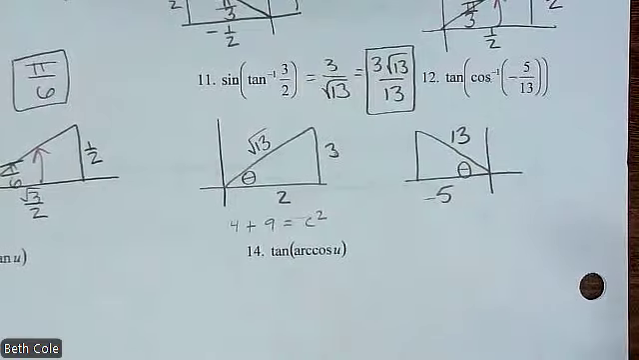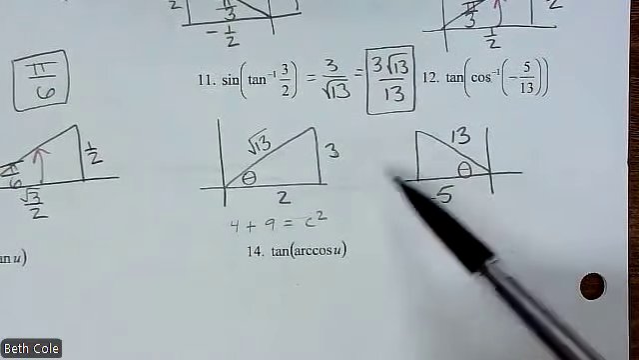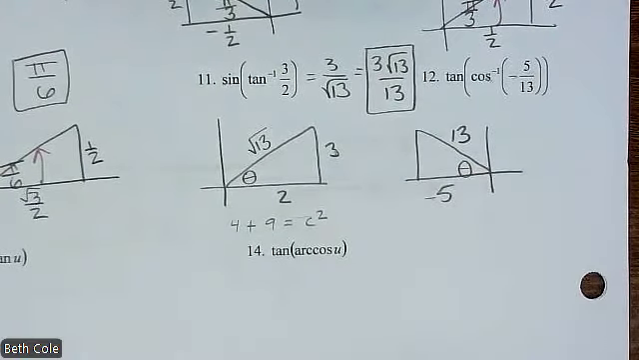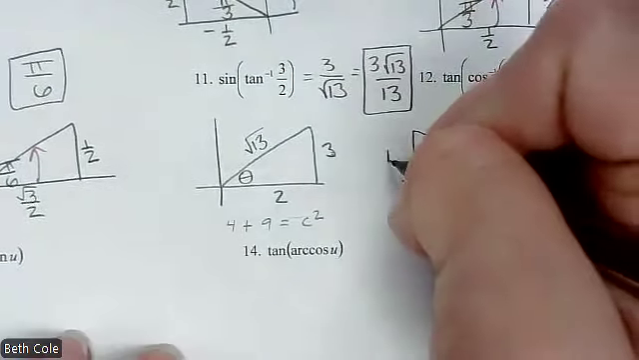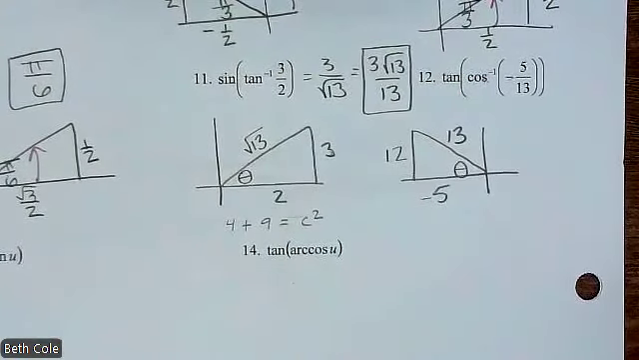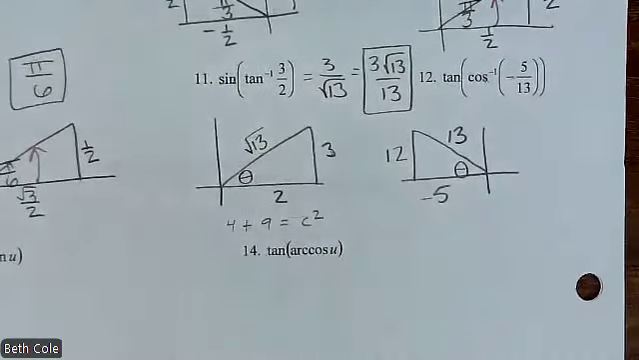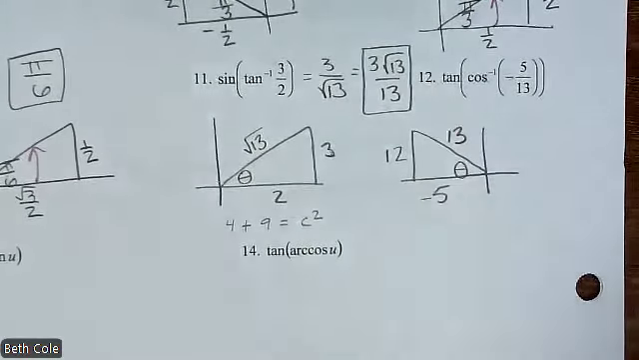Now, this is one of the locker combination ones. So if you remember it, we won't have to do any work. 5, blank, 13. 12. Good job. 5, 12, 13. You also have 3, 4, 5. I'm just throwing it out there. Does anyone remember another one? It's 8, 15, 17. 7, 24, 25. Is that what you said? I didn't hear you.